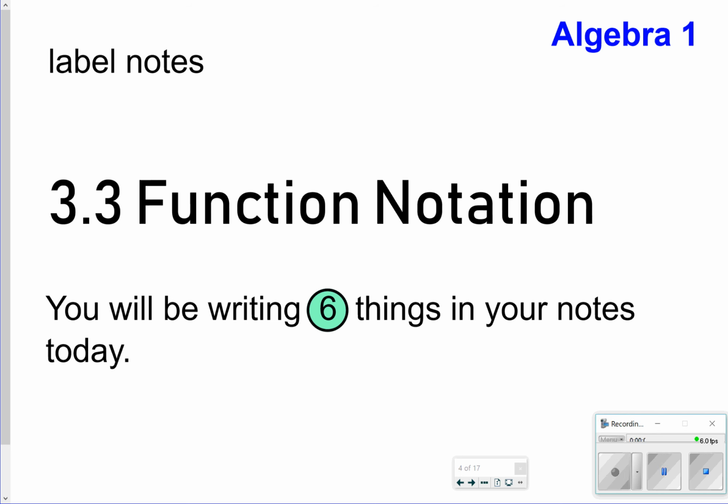Today we're going to be looking at lesson 3.3, function notation, and today we're going to be looking for 4 things in our notes. There are about 4 different things that we're going to be covering, so there's 4 parts of our notes. Let's go ahead and get started.